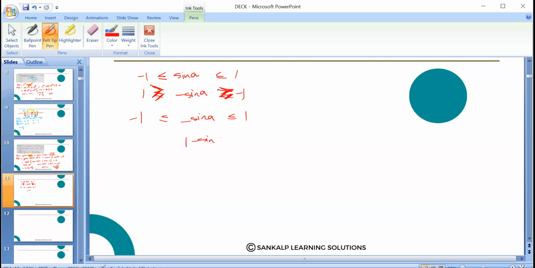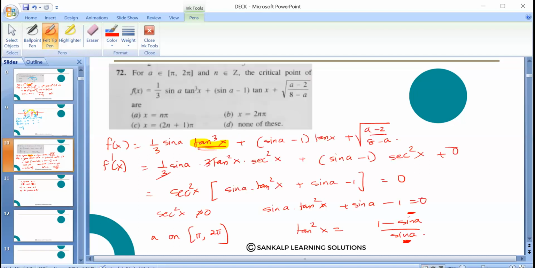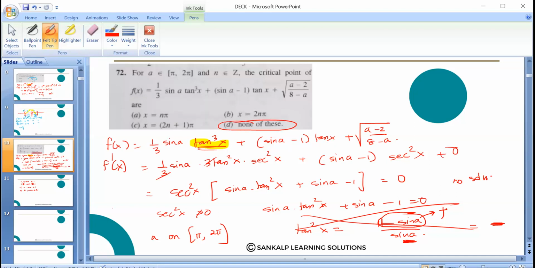Now 1 minus sine a, add 1, between 0 and 2. So 1 minus sine a is positive. On the whole, 1 minus sine a is positive, but sine a will be negative. So we are getting tan square x as negative, which cannot happen. So no solution, no critical points. Option D is the correct answer.